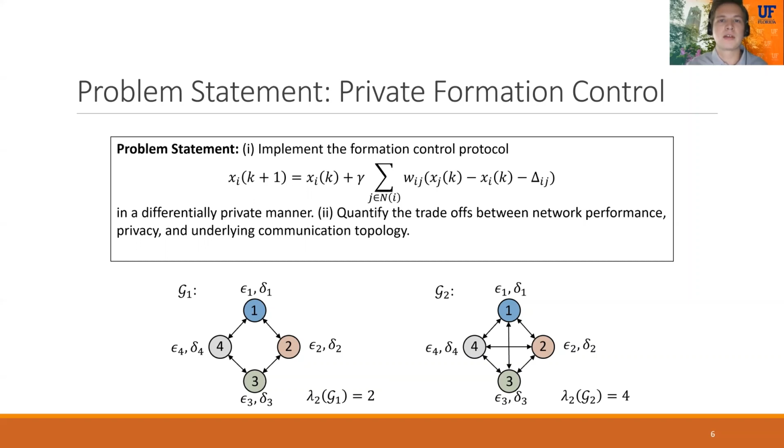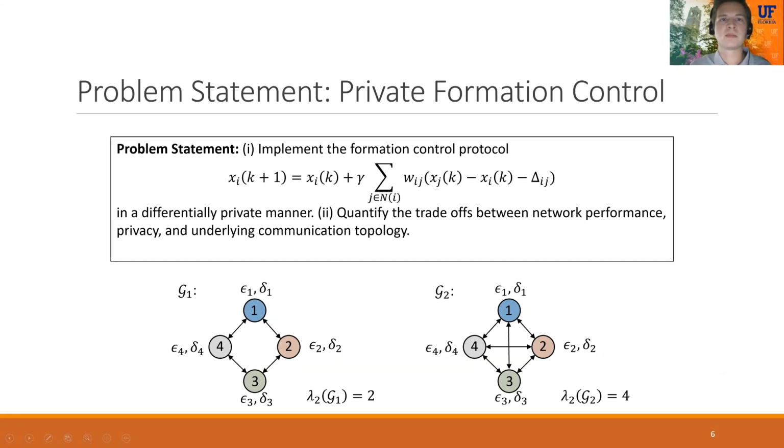And when we implement privacy, there's going to be a loss of performance in the controller. So the second part of the problem is to quantify the trade-offs between network performance, the level of privacy present in the system, and the underlying communication topology. For example, these two graphs have different topologies, and that's reflected in their different values of algebraic connectivity, or lambda 2. And in multi-agent systems, lambda 2 is often useful to us. And in this work, we'll see that it encapsulates how the topology affects the private formation control.